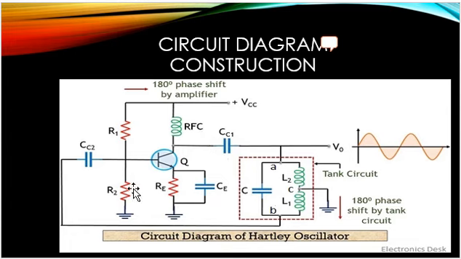Then we have R1 and R2 resistors, which are nothing but the biasing resistors. The RFC is a radio frequency choke, which provides isolation between the AC and the DC. So we are going to receive the AC signal over here, and the DC voltage will be provided from the VCC, that is the DC voltage.